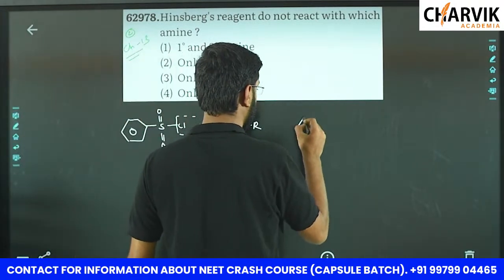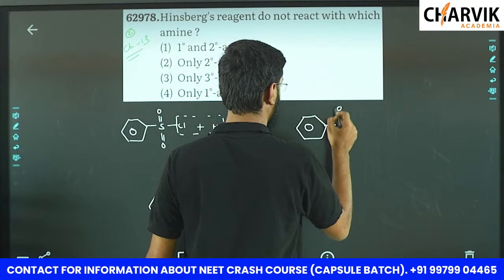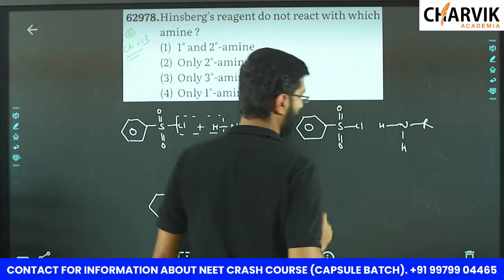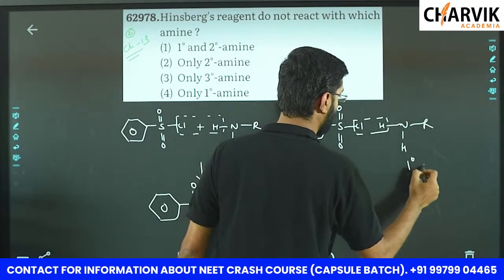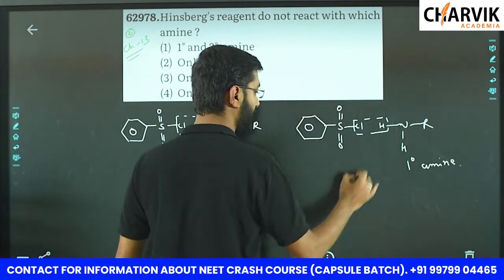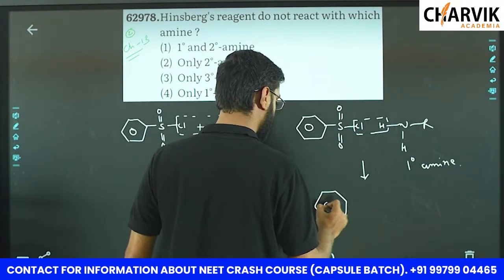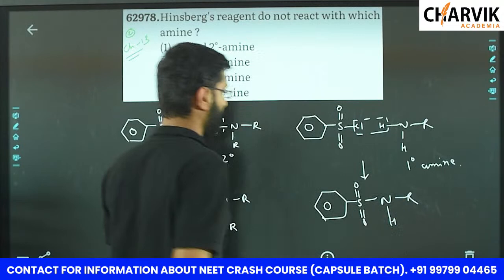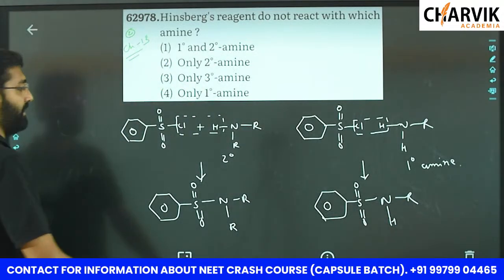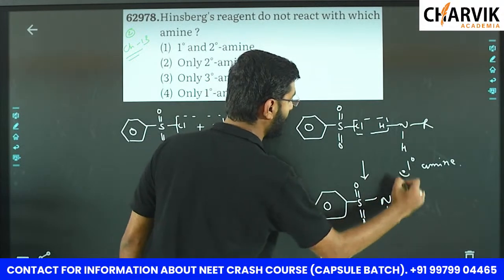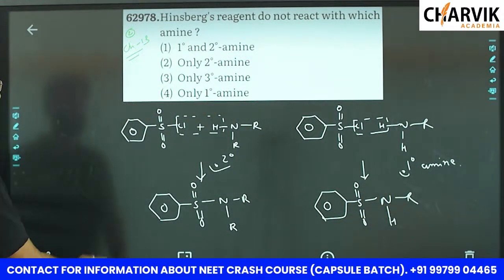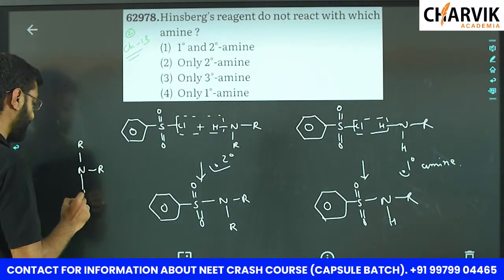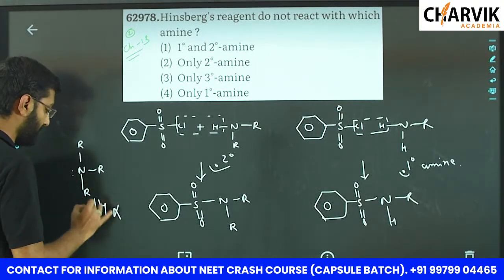Next, reaction with primary amine. Your product will be S double bond O N H R. So Hinsberg reagent will react with secondary amine as well as primary amine, but it does not react with tertiary amine because tertiary amine does not have any hydrogen.